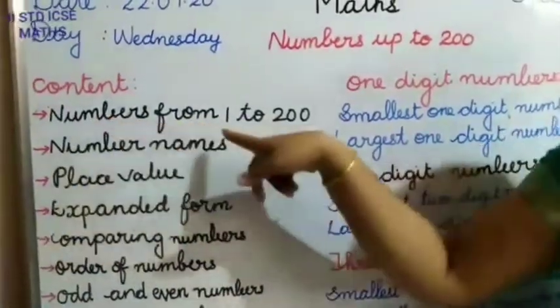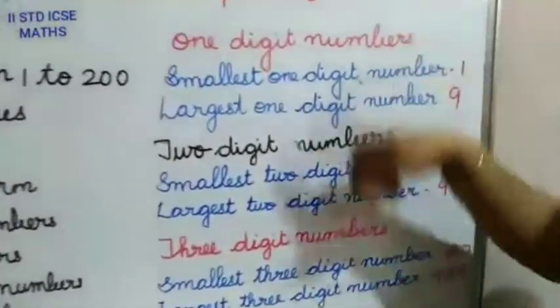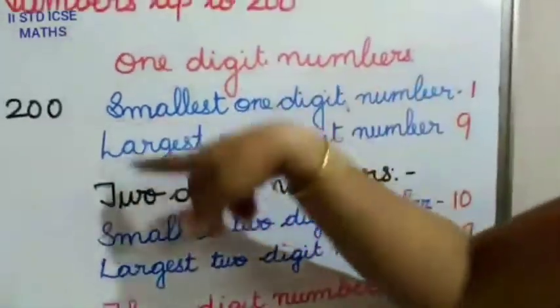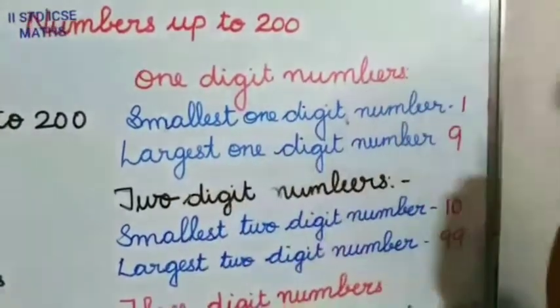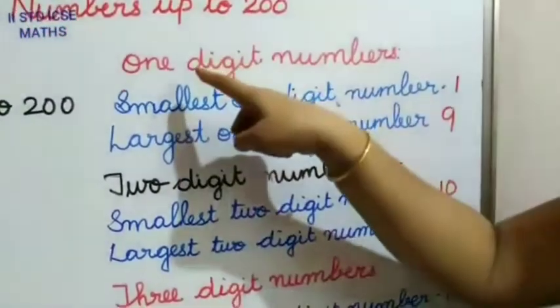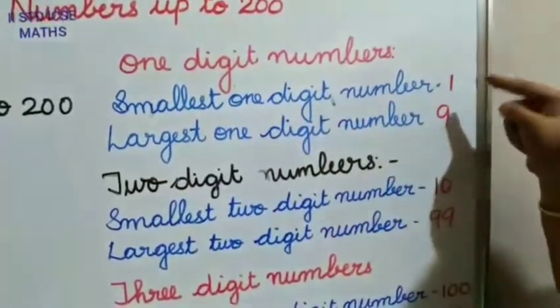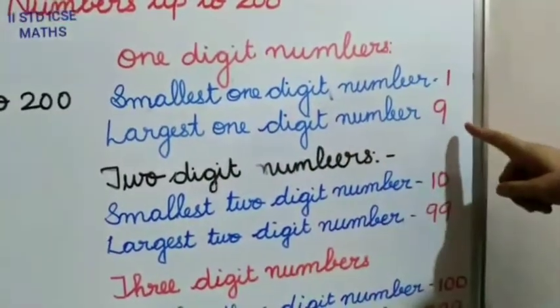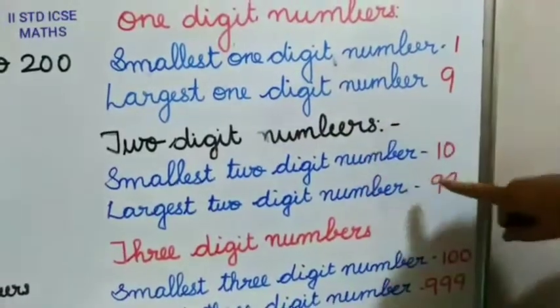First one, numbers from 1 to 200. Children, you already learned the numbers from 1 to 100 in your first standard. In this, there are three types of numbers. First, one digit number. One digit numbers start from 1 to 9. Which is the smallest one digit number? That is 1. And which is the largest one digit number? It is 9.